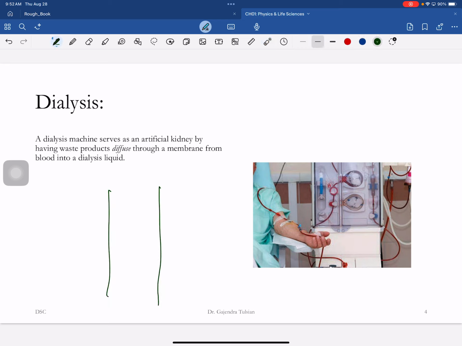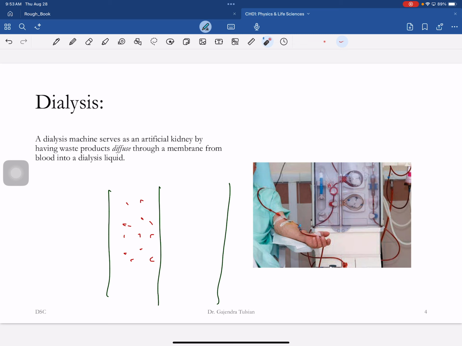So here's your blood vessel, and here's the dialysis liquid. What the dialysis machine does, or what you want to do, is this: here's toxic material, urea, this, that, and the other. You want to get rid of it.